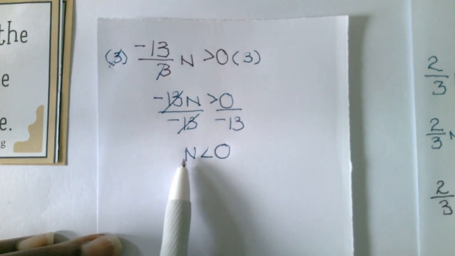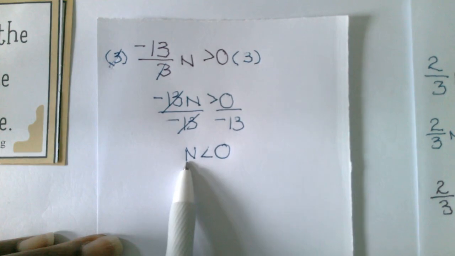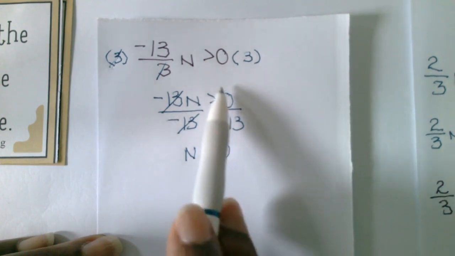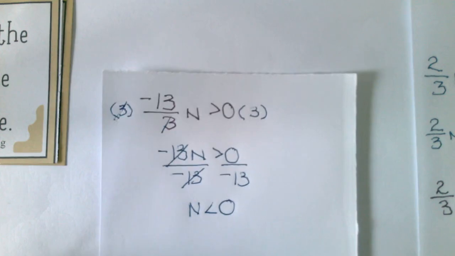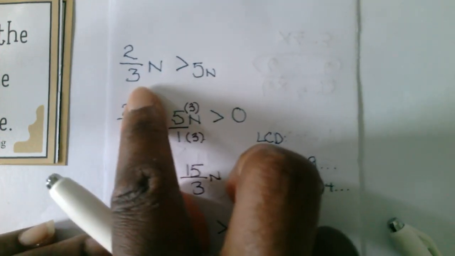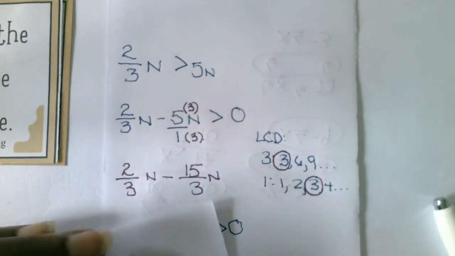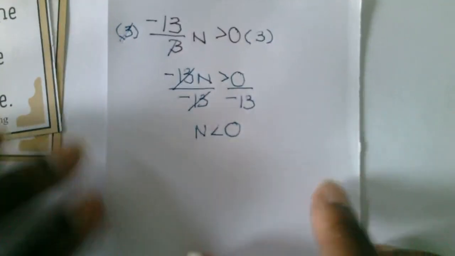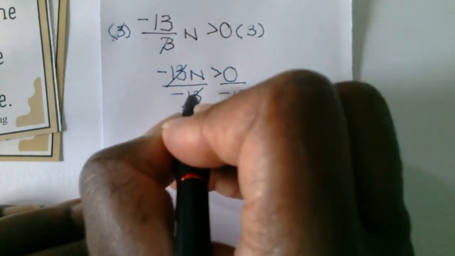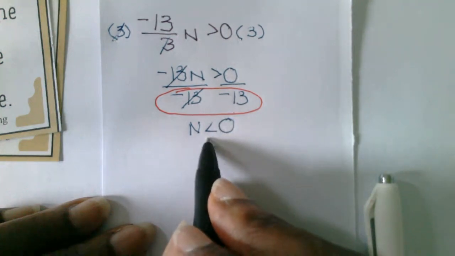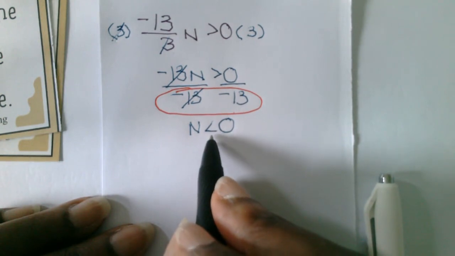So we're not going to have nothing over here. We have a number, and that number could be anything, as long as it is less than 0, it's going to make this original into a true statement. Anytime you multiply or divide by a negative number, that's when the inequalities switch.